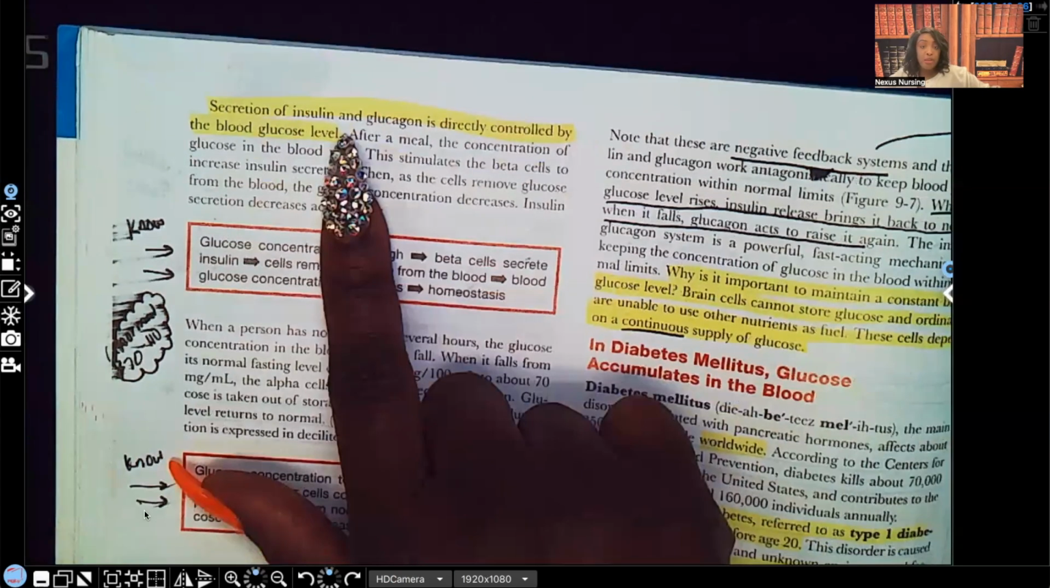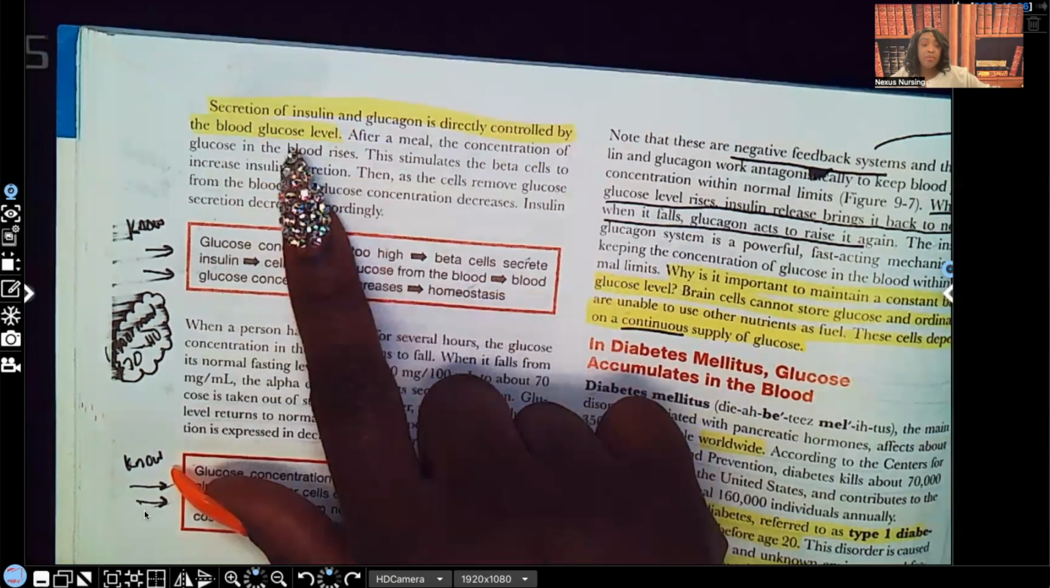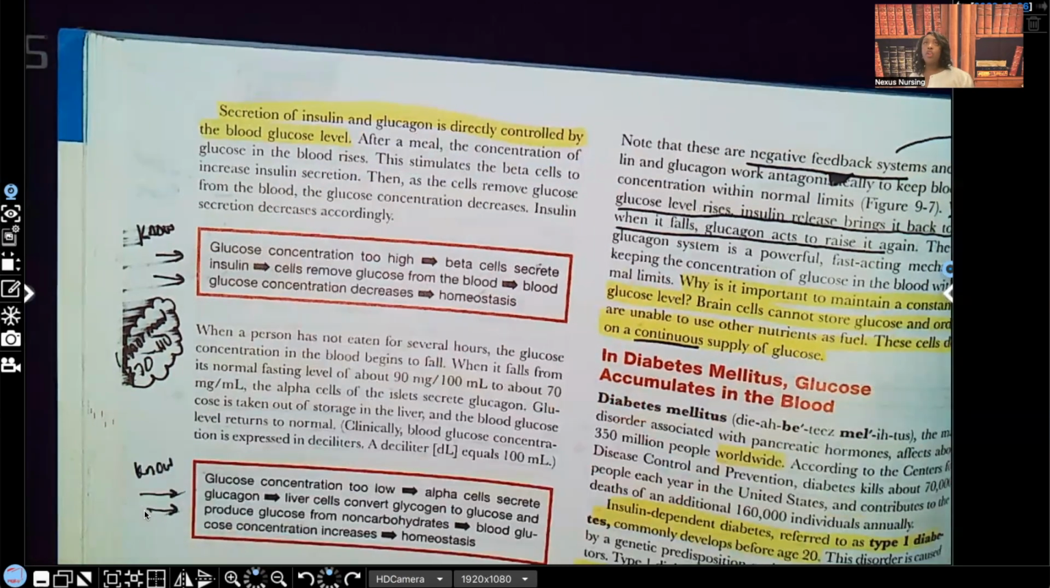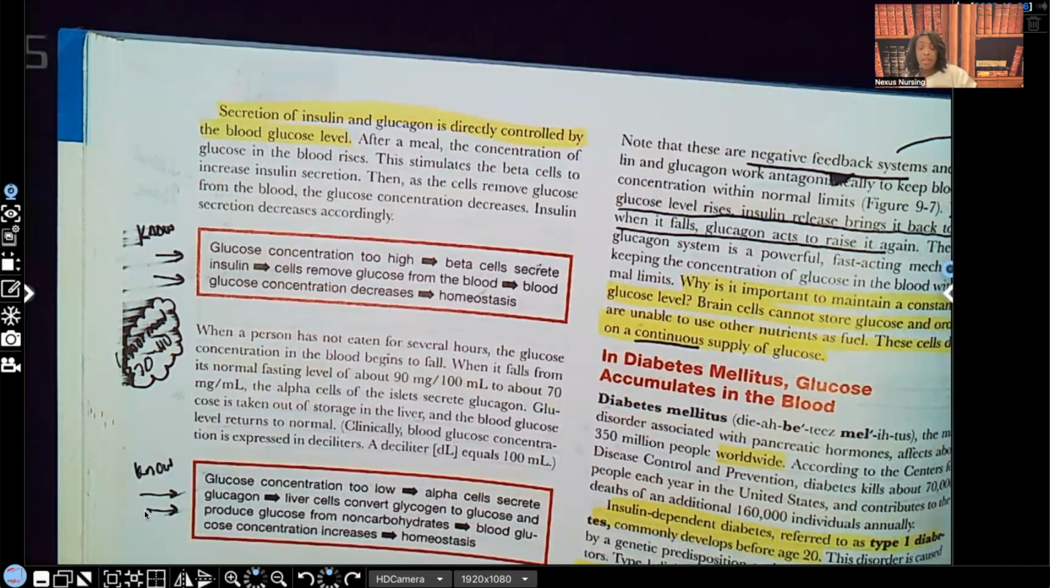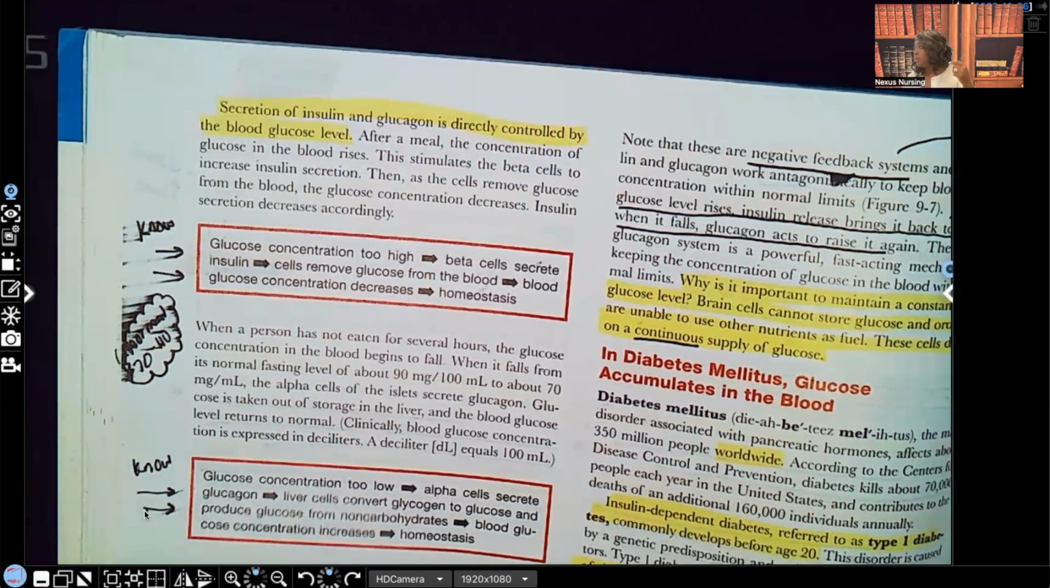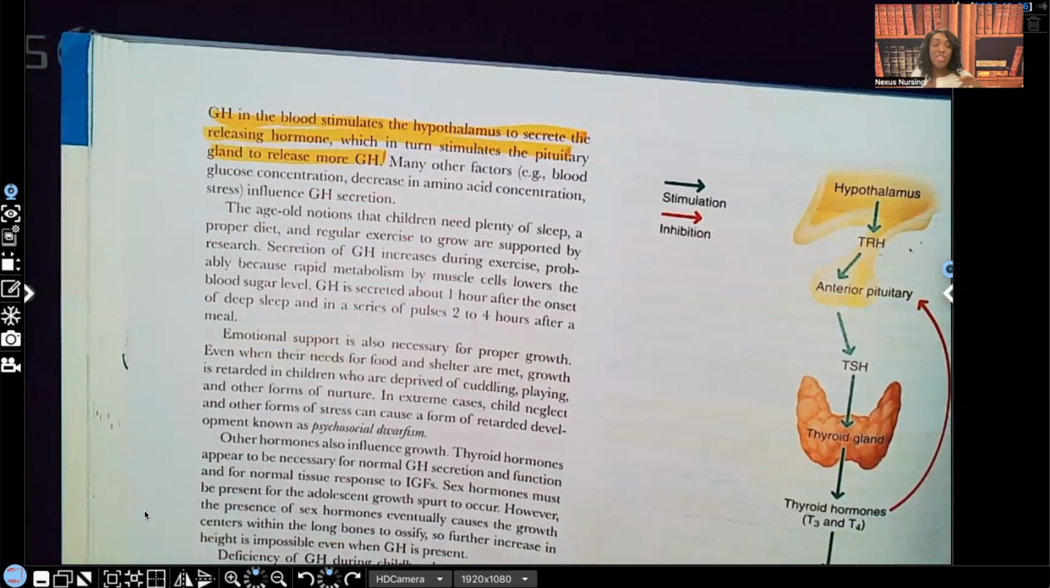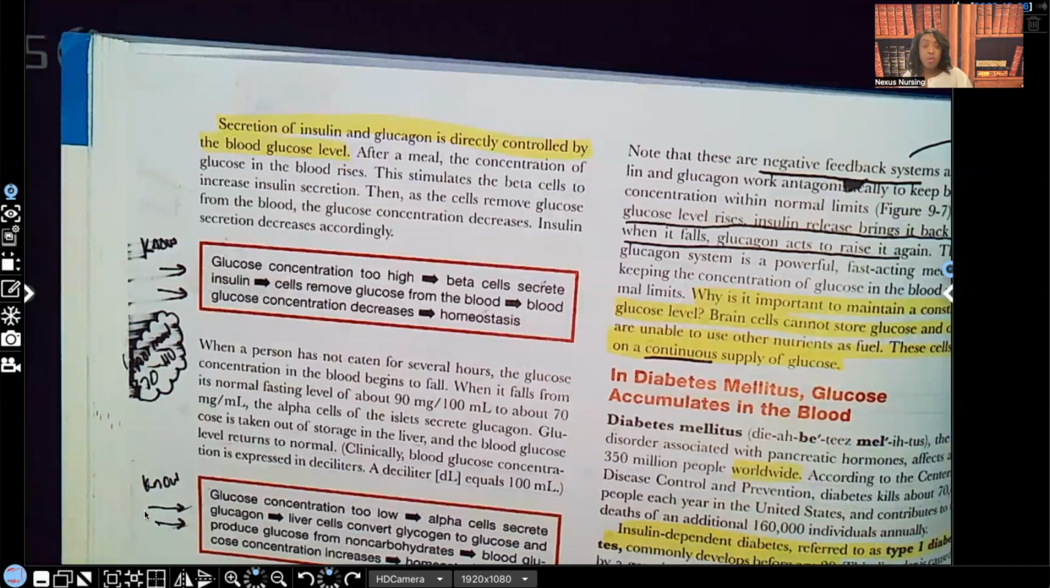Secretion of insulin and glucagon is directly controlled by the blood glucose level. Think about it. Remember your normal fasting blood glucose, 70 to 110, right? So let's say your blood glucose is high. What do you think is going to happen? You expect those beta cells, which are located in the islets of Langerhans, to release insulin to lower the blood glucose. What if your blood glucose is low? You expect the opposite. You expect the alpha cells to go ahead and secrete, oh my gosh, what's it called? It starts with a G. I'm having a brain fart. Glucagon, to release glucagon to increase the glucose levels.